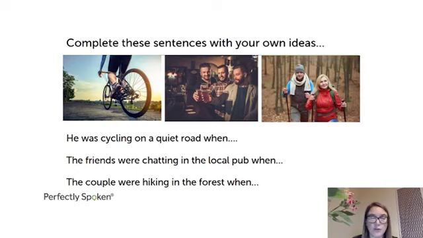So try and use what we've just talked about. I've given you the past continuous. All I want you to do is to complete the sentence and use a past simple to show that something happened in the middle. What happened while he was cycling? What happened while the friends were chatting? And what happened while the couple were hiking? So you can be as imaginative and as creative as you want. It doesn't matter, but try and use a past simple tense. Pause the video and try and finish the sentences.